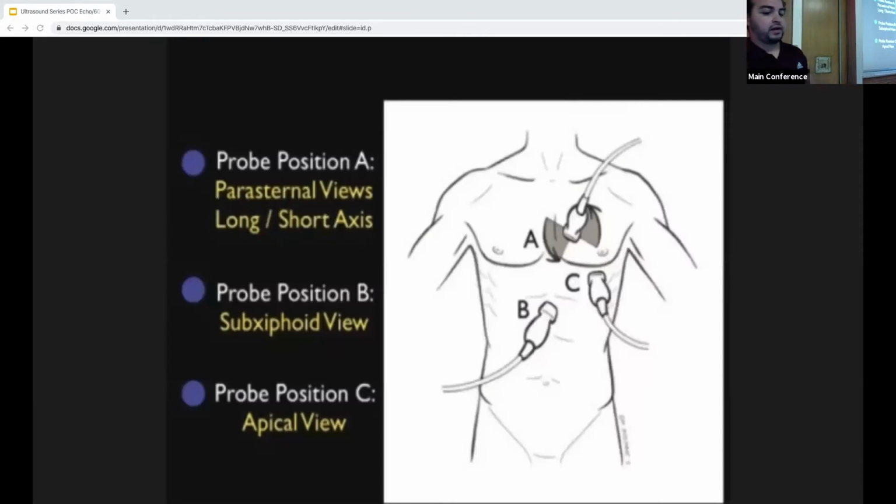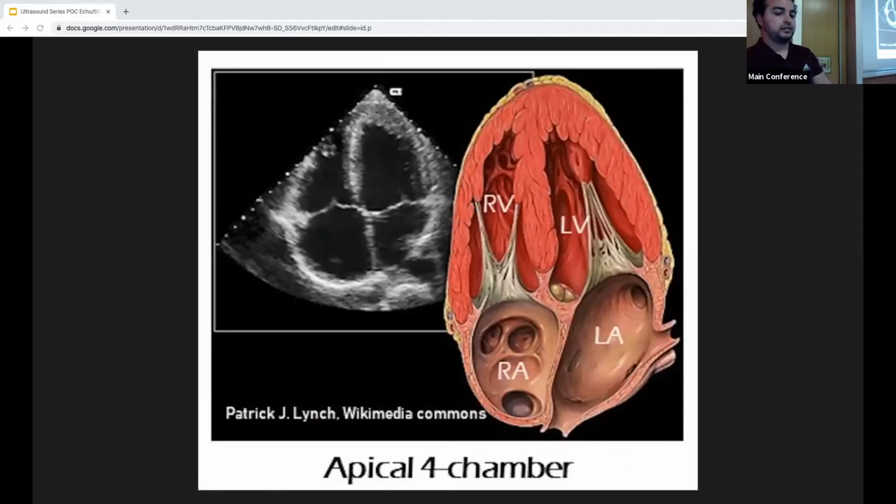Next, we're going to talk about the apical four-chamber. So that's C in this diagram. You're going to place your probe marker below the nipple line on the left side. Have your probe marker facing towards their right. A good trick, I usually start around the nipple, and then as I move more medially, if I can't find it, I'll move laterally until I can find something.